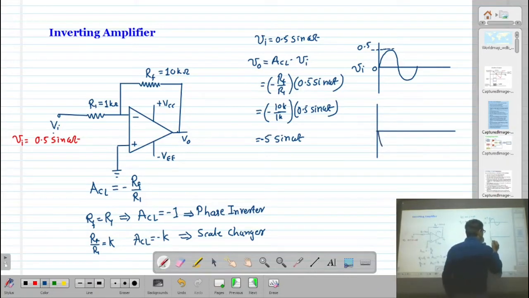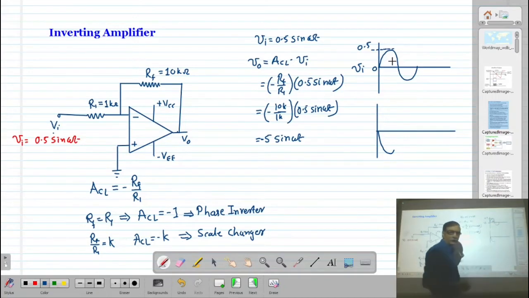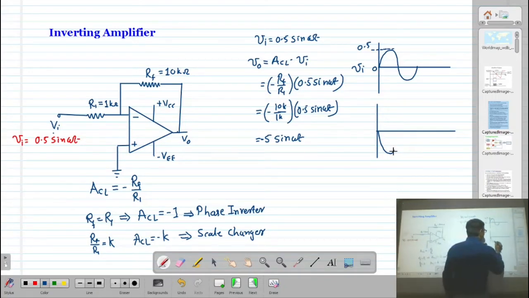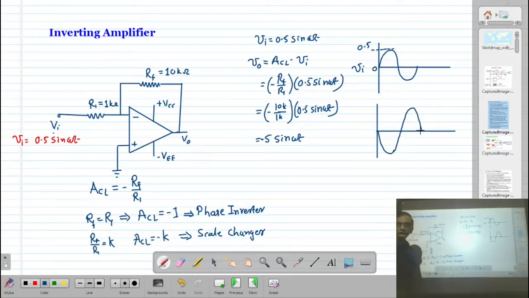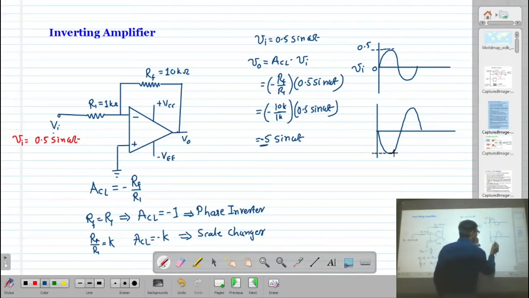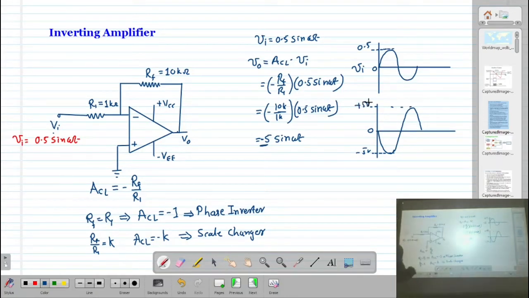Because of the phase inversion, when the positive cycle is at the input, you will get a negative cycle at the output, and then a positive cycle. Correct? Now, what is the amplitude? The amplitude is 5, so this is minus 5 volt, 0, and plus 5 volt. So this is the waveform for the input and the output signal.